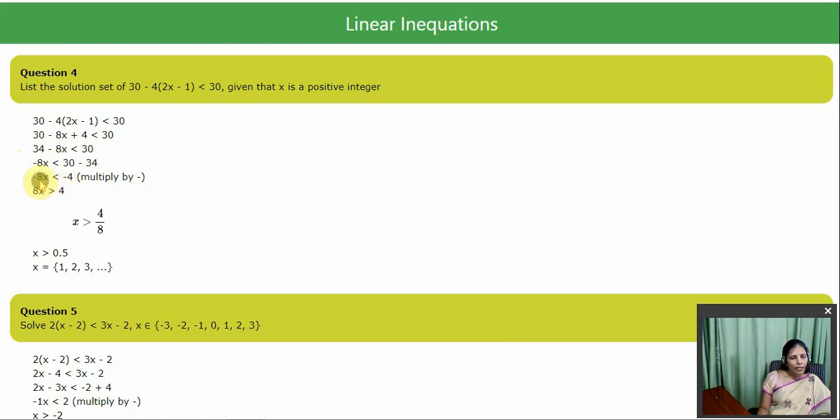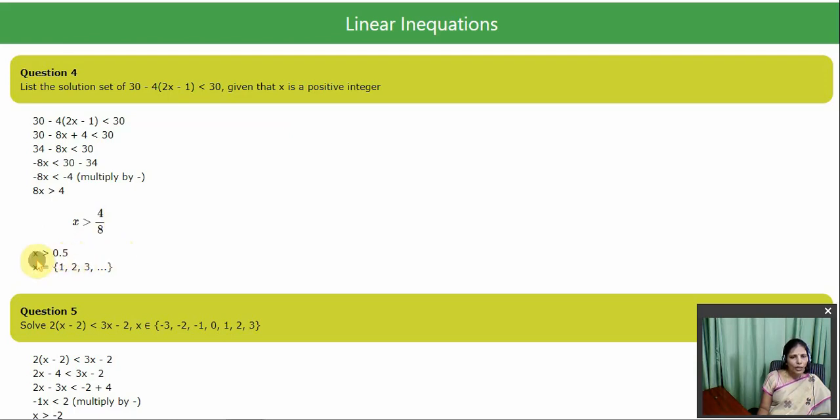Now as we need to find the value of x which is in the negative sign, we need to remove the negative sign. How will you remove that? By multiplying with minus 1. So when you multiply with minus 1, both the side of the inequality, it will become positive. The sign gets reversed. So 8x is greater than 4. So what is x? X is greater than 4 divided by 8, which is 1 by 2. 1 by 2 is nothing but 0.5.